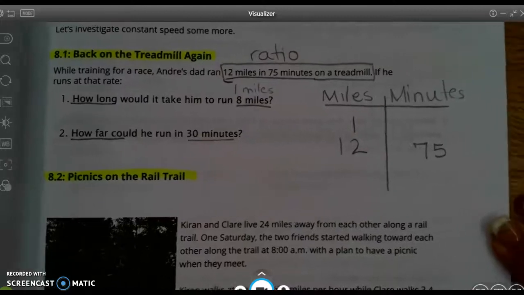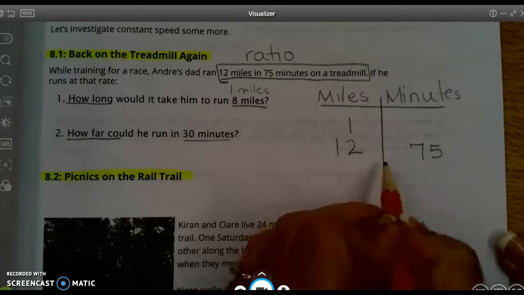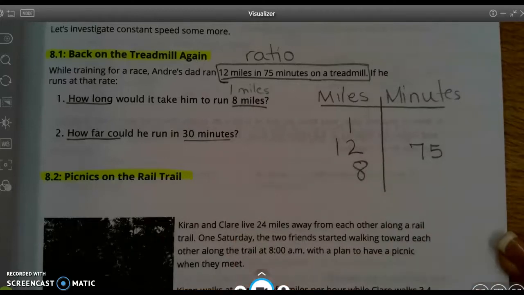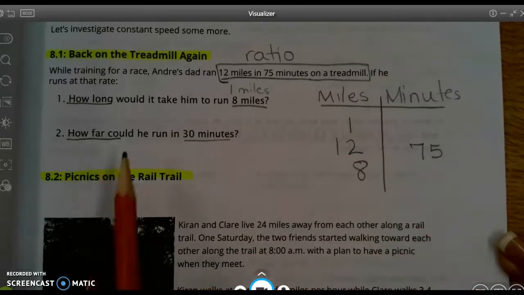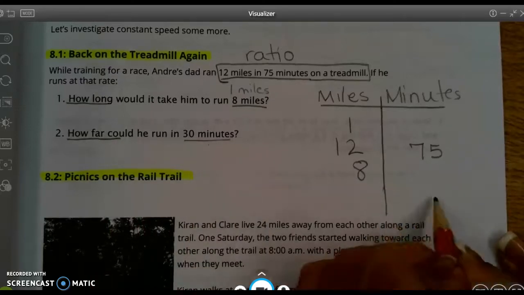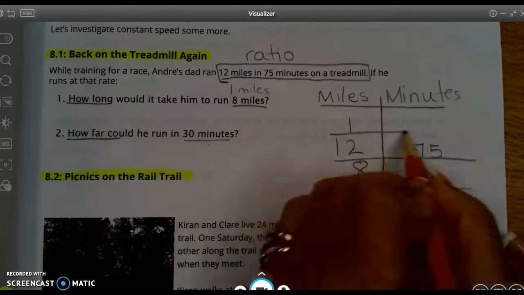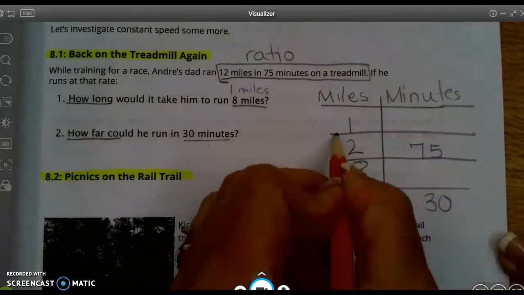Okay. So really, if I were to continue my table, I could go ahead and insert 8 miles on the mile side, and then we have how far could he run in 30 minutes. So I could put 30 minutes here on my table. Let me go ahead and just finish up my table now that I have my thoughts on paper.